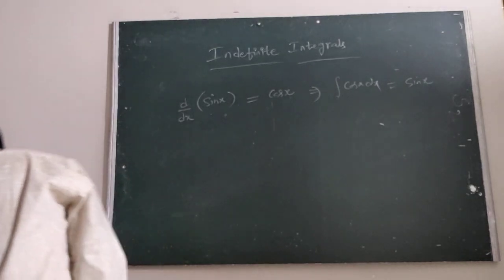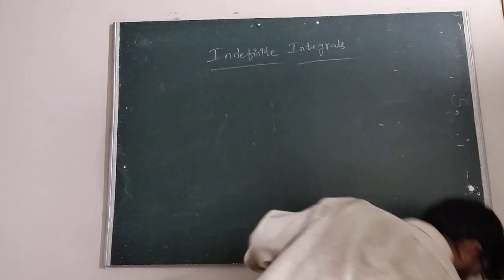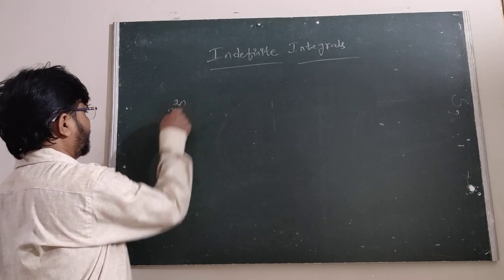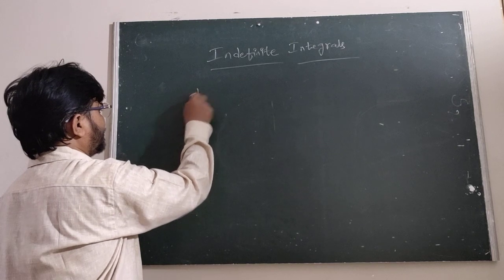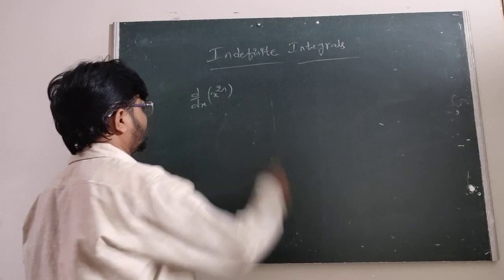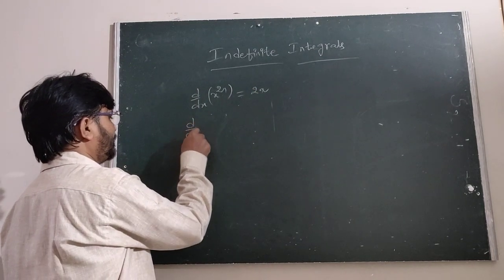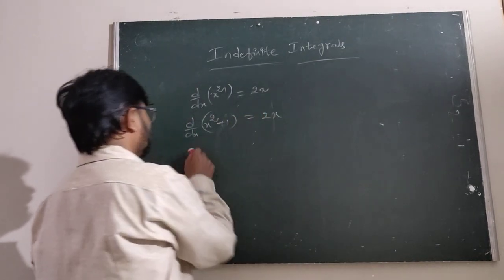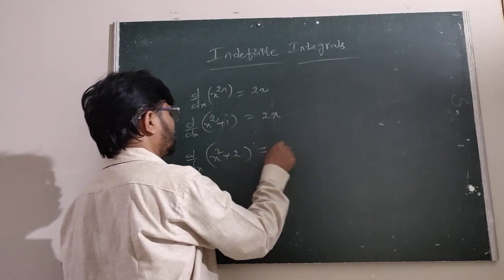So like this, you are taking some algebraic function. Suppose we are going to discuss the derivative of x square. The d by dx of x square is 2x. The d by dx of x square plus 1 is also 2x.